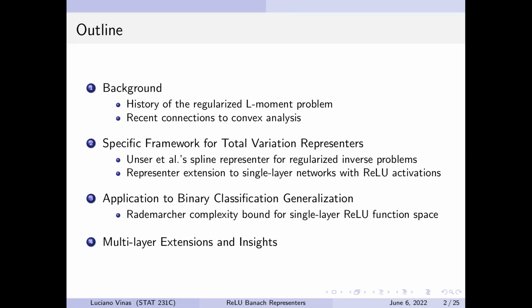We're going to then use that result to build a result on top for the case of a single layer network with ReLU activations. And then we're going to take that functional form and apply it to a Rademacher complexity bound in this function space, right? And then lastly, we're going to see multi-layer extensions and if we gain any insights from all the results we just saw.